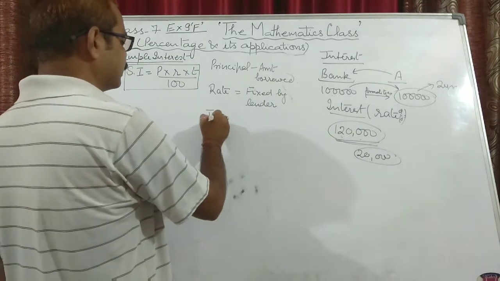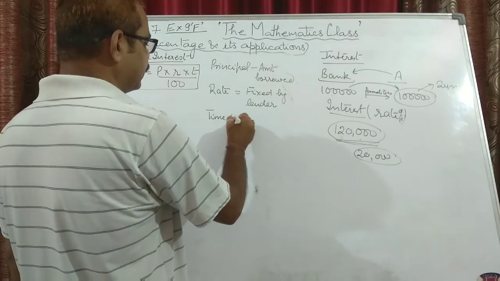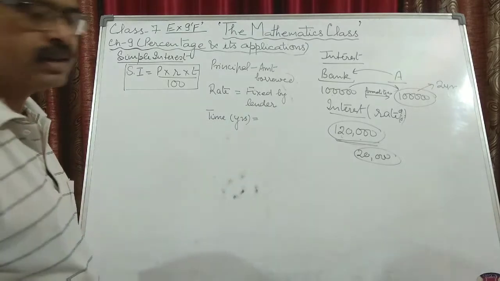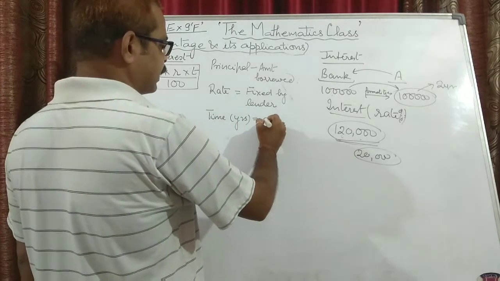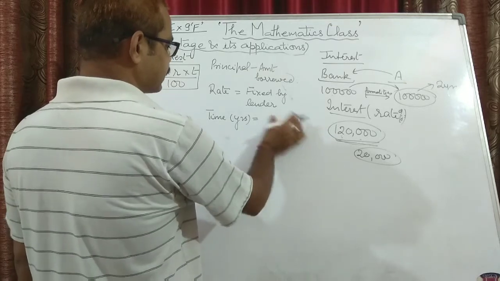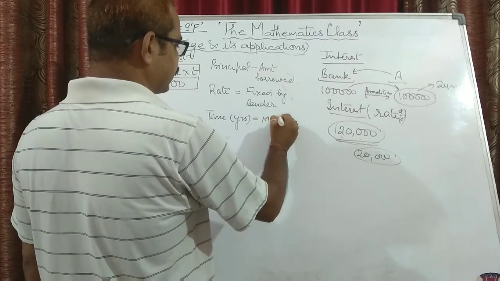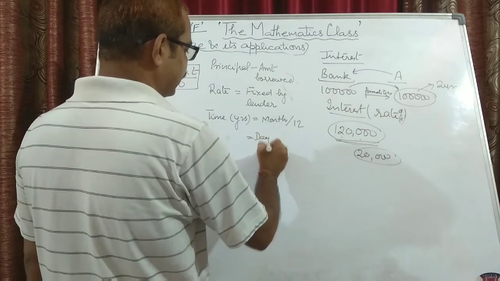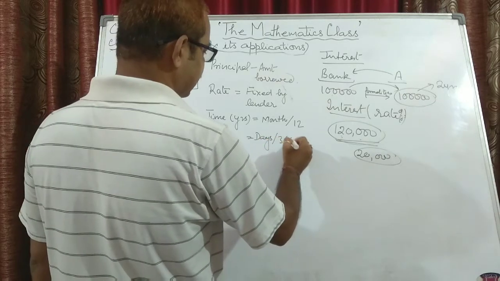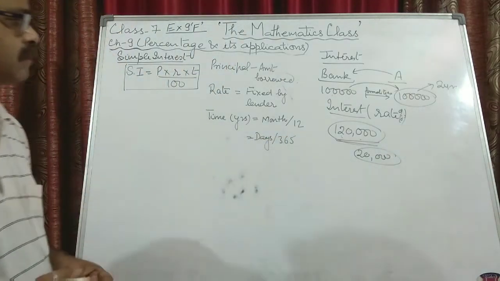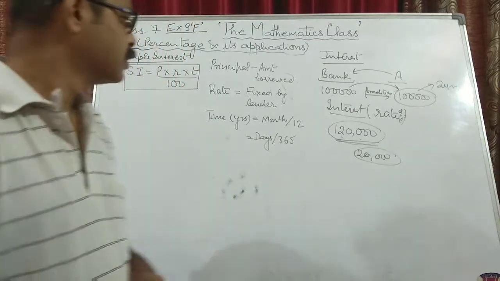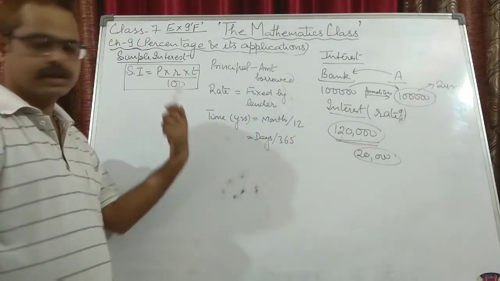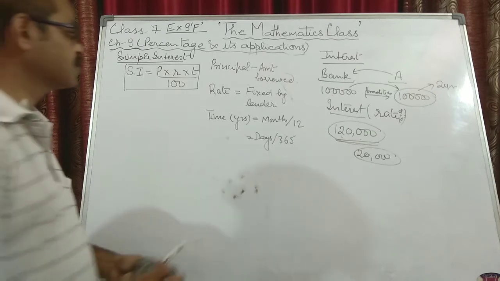And then it is time. Time is always calculated in years. Even if it is given in months, we will divide it by 12. If it is given in months, the months have to be converted into years by dividing by 12, or sometimes it is given in days, so we divide it by 365 because there are 365 days in a year. As and when the questions come, I'll be explaining the terms related to this. So now this is about simple interest.